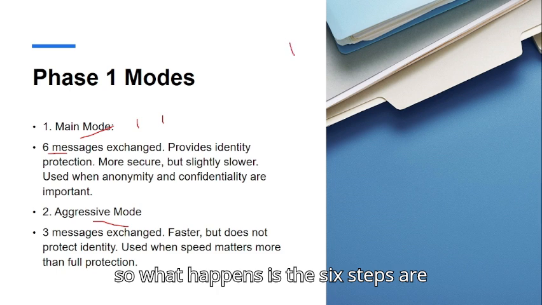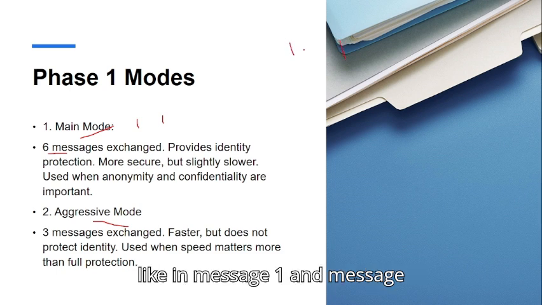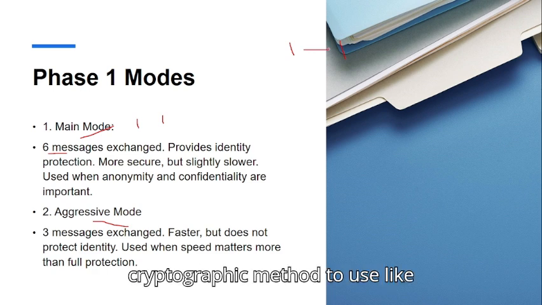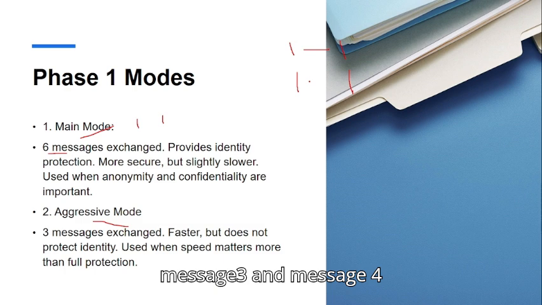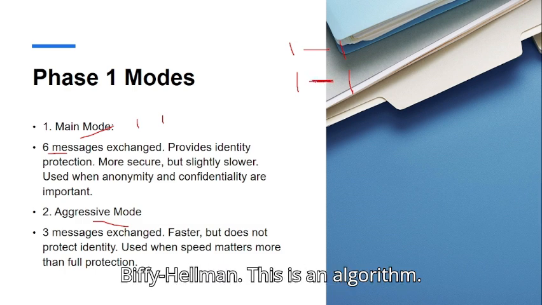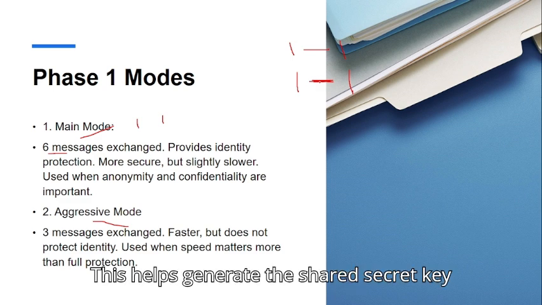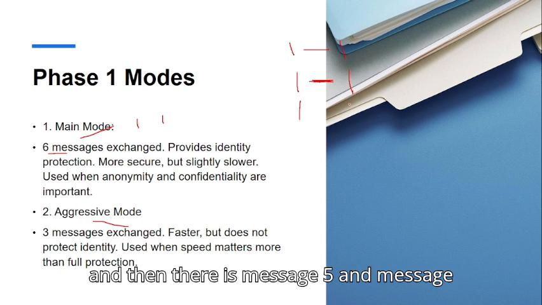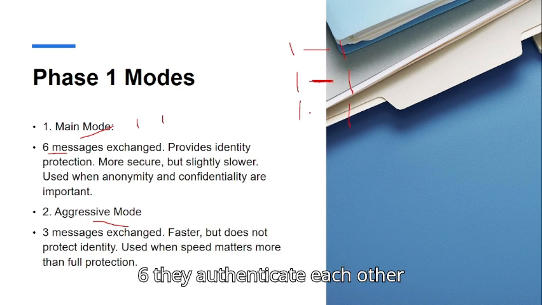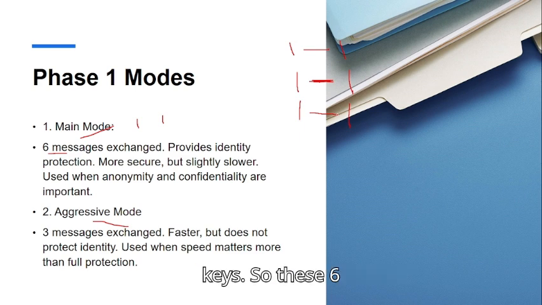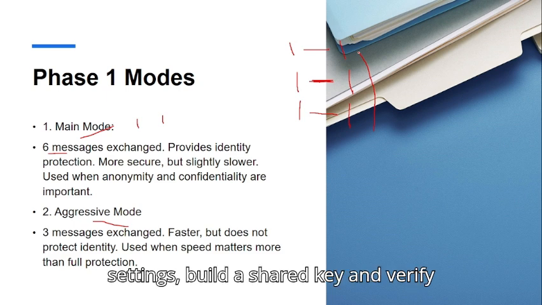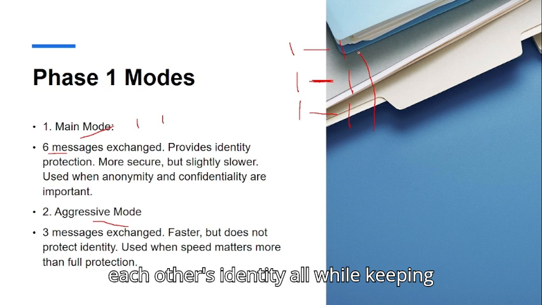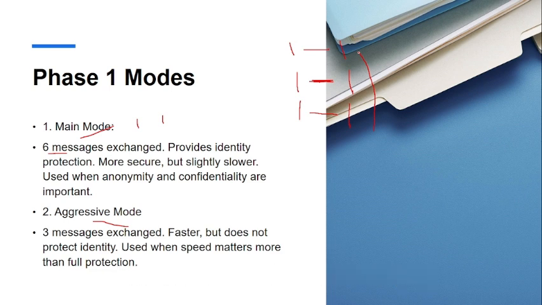So what happens is, in message one and message two, they agree on which cryptographic method to use, like encryption and hashing. In message three and message four, they exchange public keys using Diffie-Hellman. This is an algorithm that helps generate the shared secret key. And then in message 5 and message 6, they authenticate each other using passwords, certificates, or keys. So these 6 steps help both parties agree on security settings, build a shared key, and verify each other's identity, all while keeping their identities hidden from attackers.